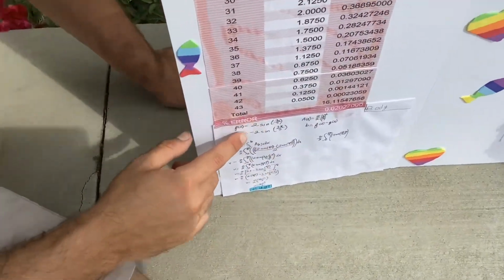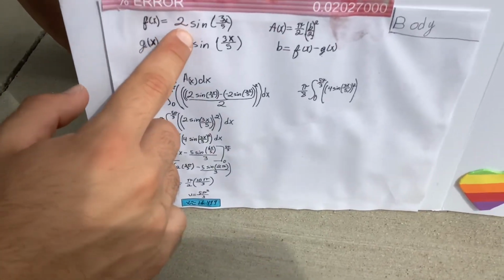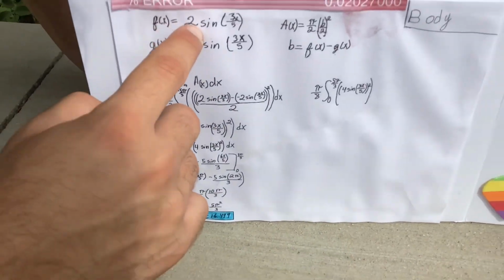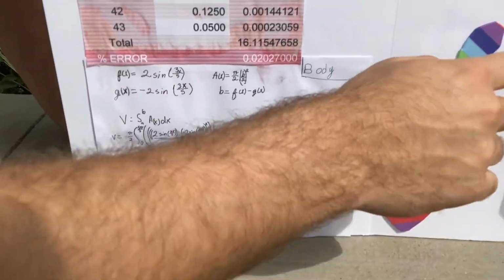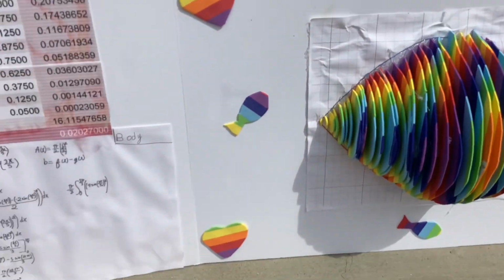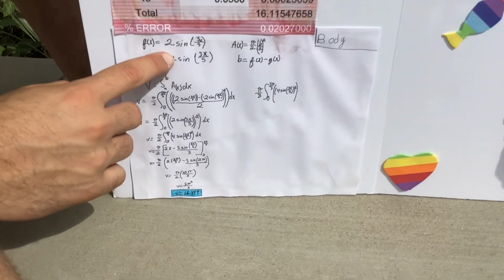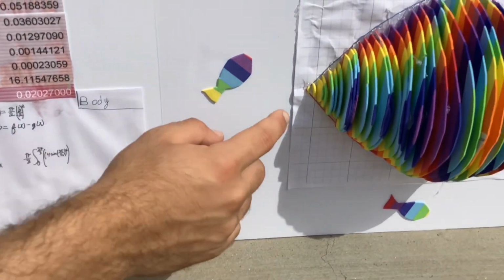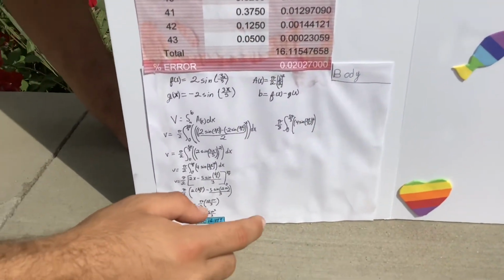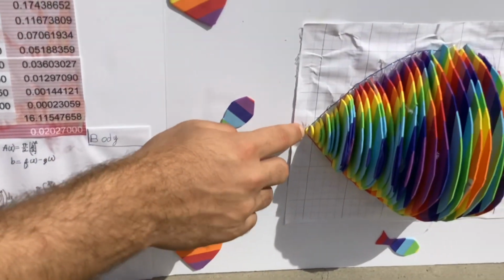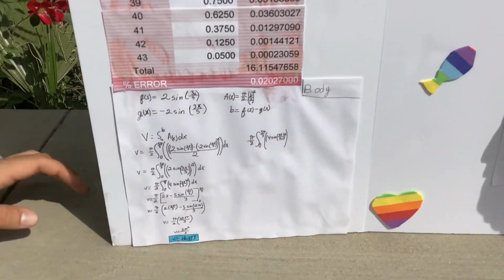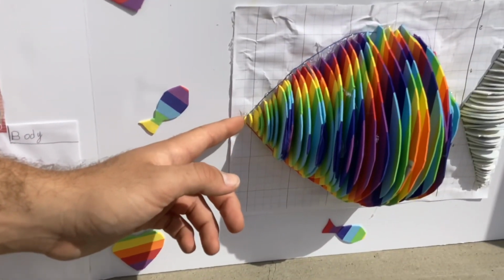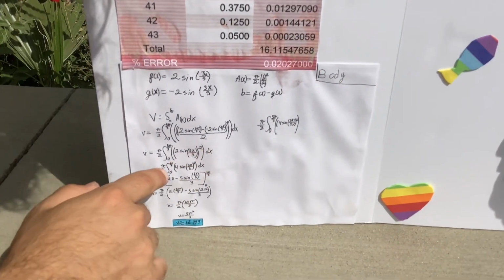Good morning. For our integral, right here, our first function f of x is 2 sine 3x over 5. That is for this sine wave, the top one. g of x equals negative 2 sine 3x over 5, which is the bottom sine wave. Now, we cut it off after it hit where they intersect, which is at 5 pi over 3. They intersect at 5 pi over 3 right here.